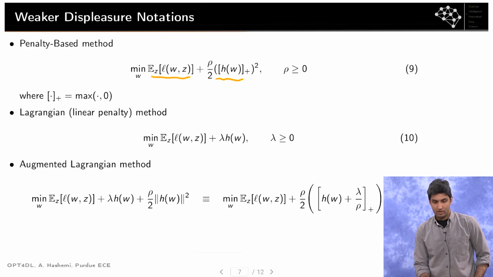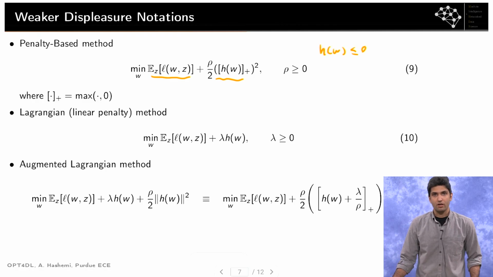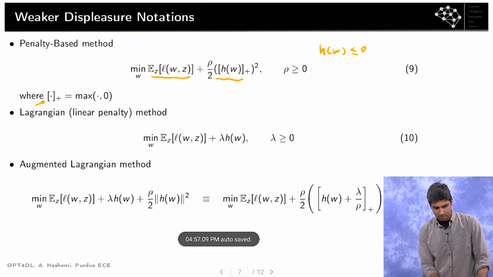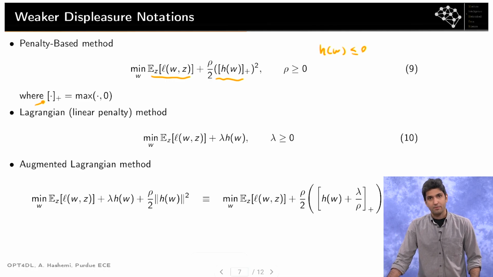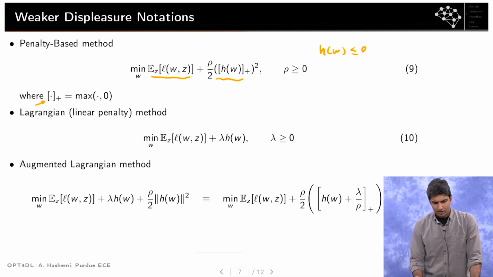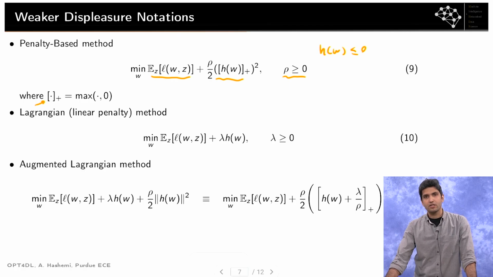We actually don't use h(w) squared because, remember, our constraint was h(w) less than or equal to 0. So we only penalize when h(w) is positive. When h(w) is negative, we don't need to penalize because the solution is a feasible solution. That's why inside of this quadratic, we have the plus operator, which is the maximum of h(w) and 0. So if h(w) is positive, we are in violation of the constraint, so we want to penalize it. On the other hand, when h(w) is negative, we are not in violation of the constraint, so there is no need to penalize it and include it as part of the objective. So this is called the penalty-based method, and it relies on this penalty parameter rho.